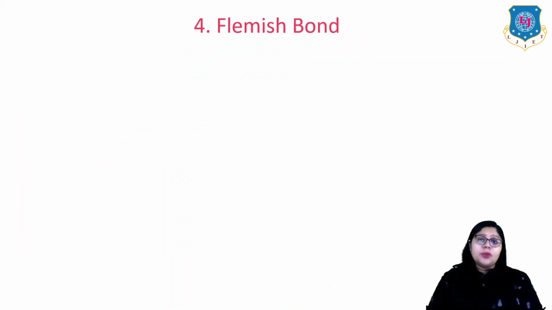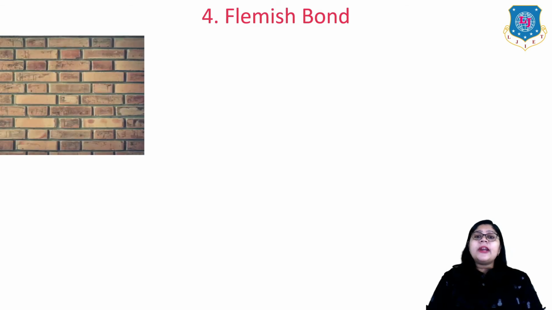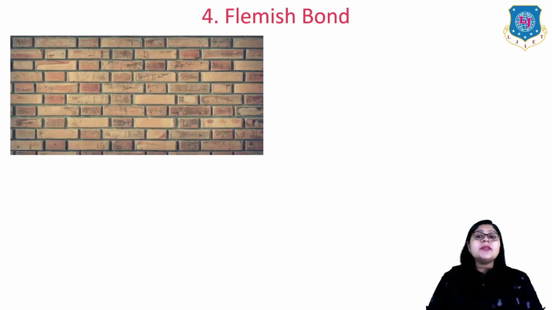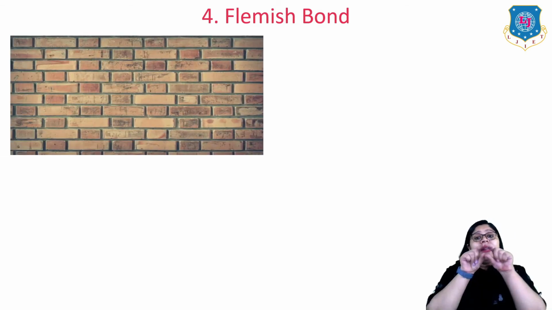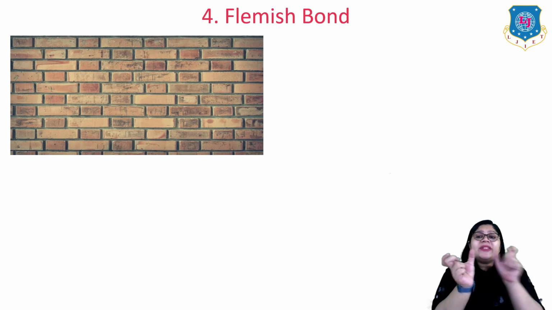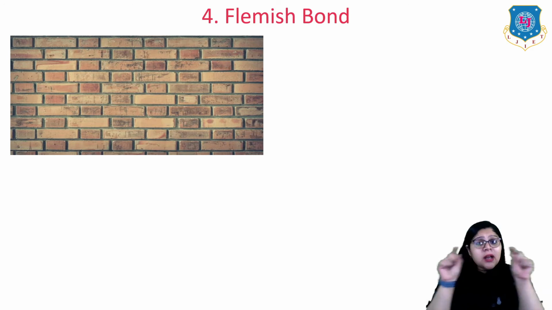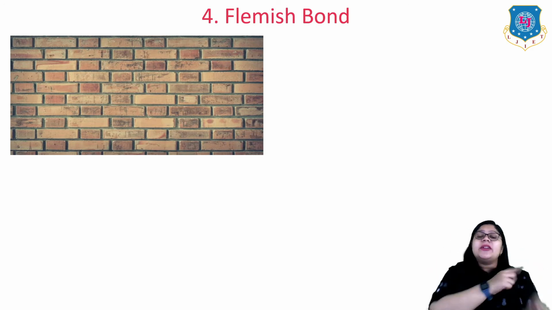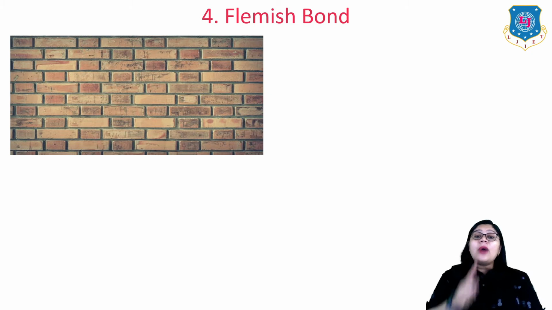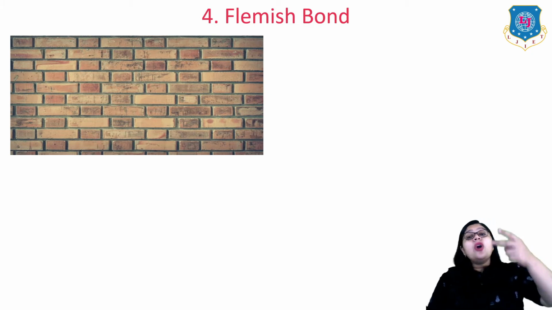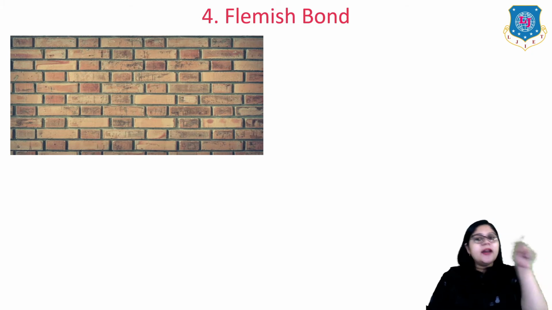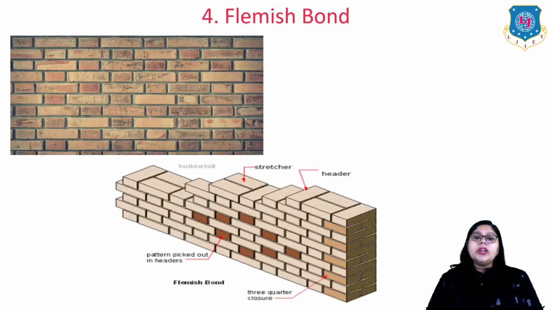Next is the Flemish bond. Now when I talk about the Flemish bond, you can see clearly over here that in a single layer, there is one stretcher and one header. It means in a single layer, alternate header and stretcher arrangement is there, while in the English bond, the header and stretcher arrangement is in alternate layers, right? So here in a single layer, the header and stretcher arrangement is there.